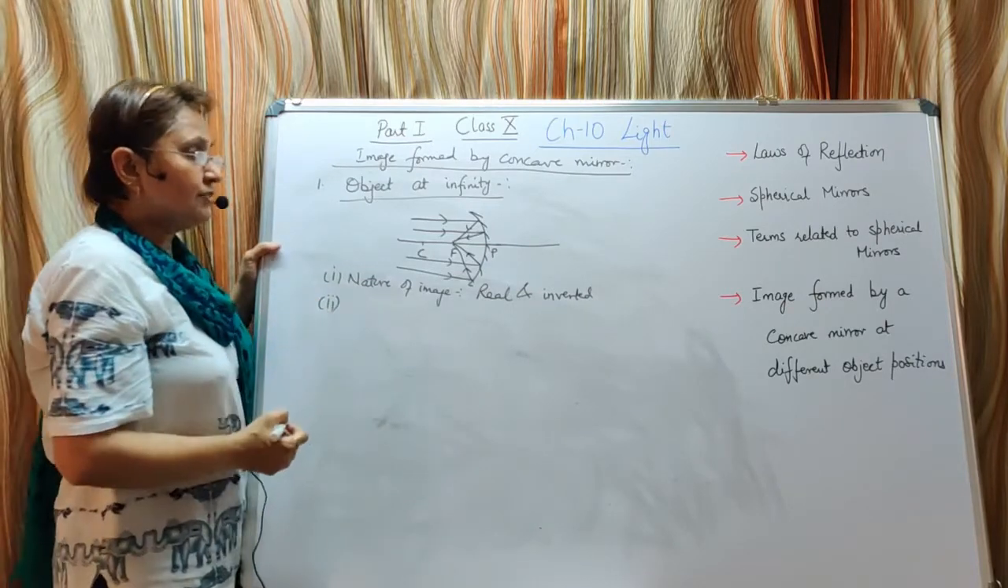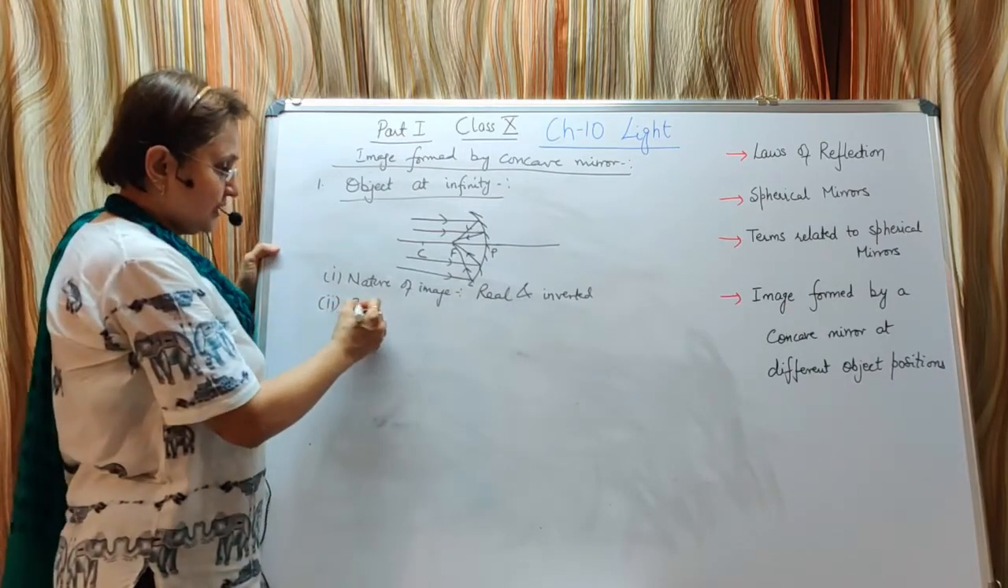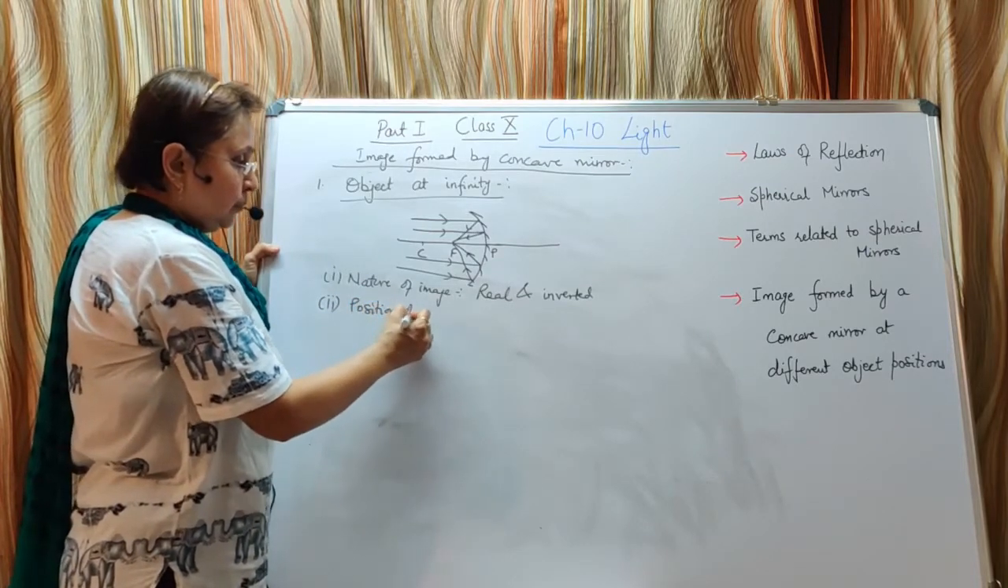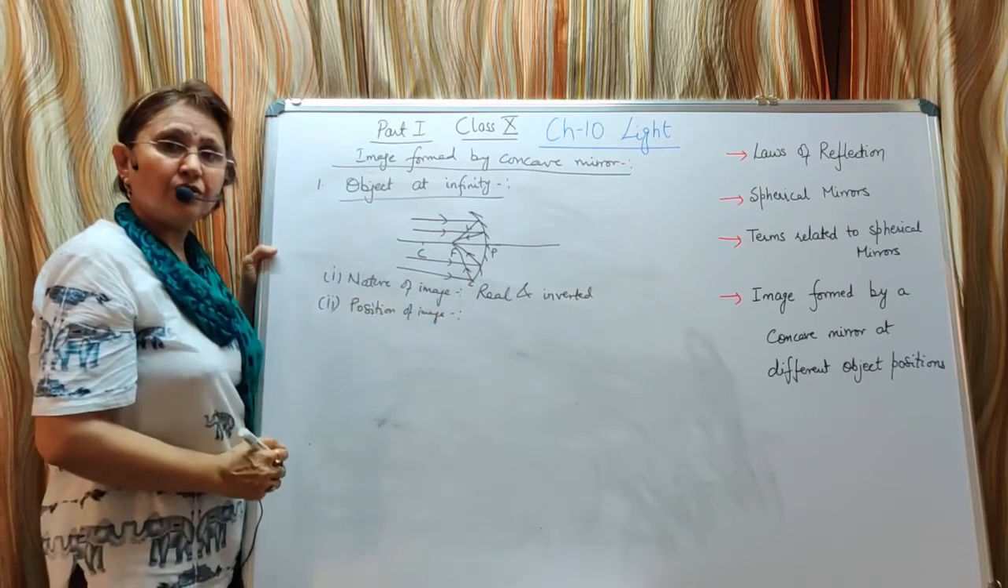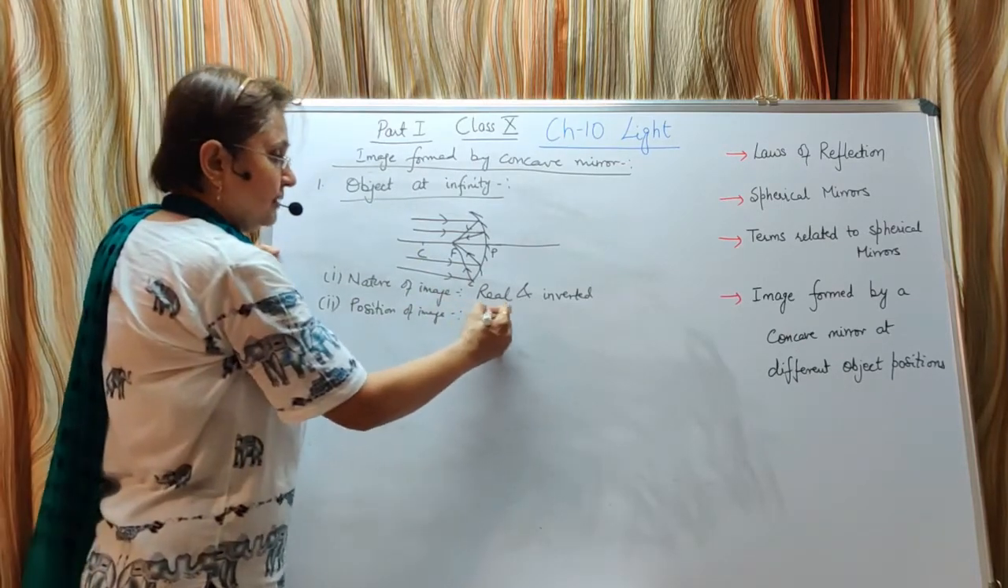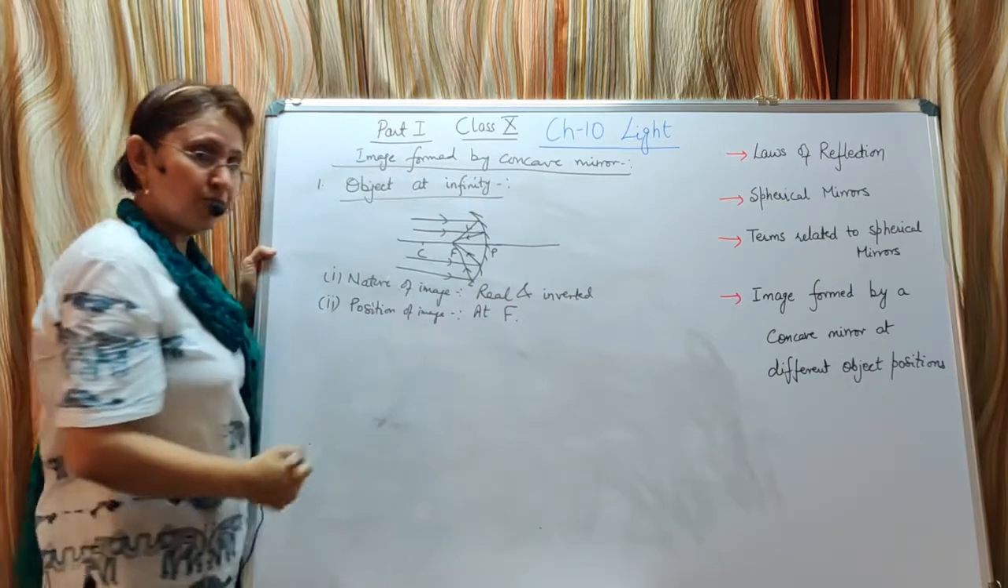The second point which we'll discuss is position of the image. Where is it formed? It is formed at focus. So the image is formed at principal focus.